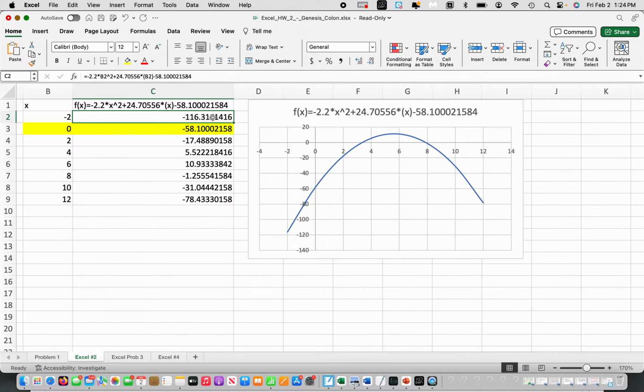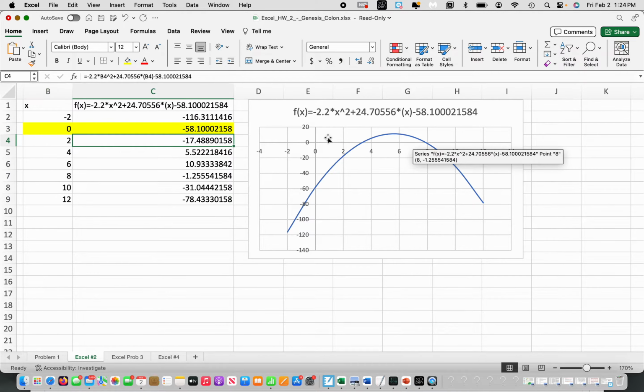So then I want you to come down and look at your table here. Here's x equals 2 and 4. And you can see your output value is negative 17, and then it goes to 5. So somewhere between here, my y value will be 0.